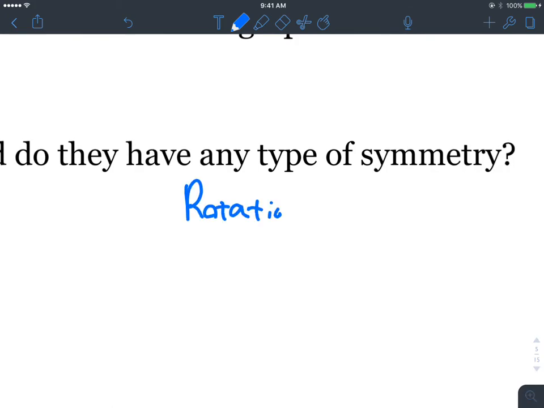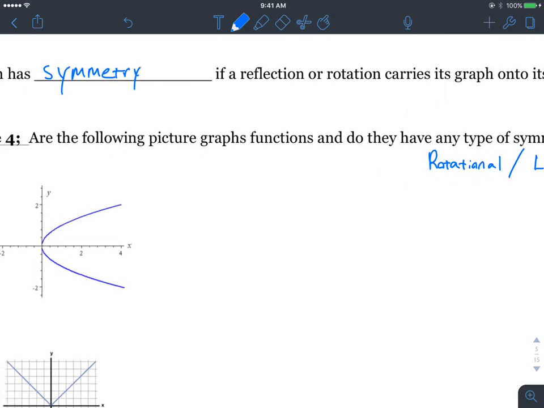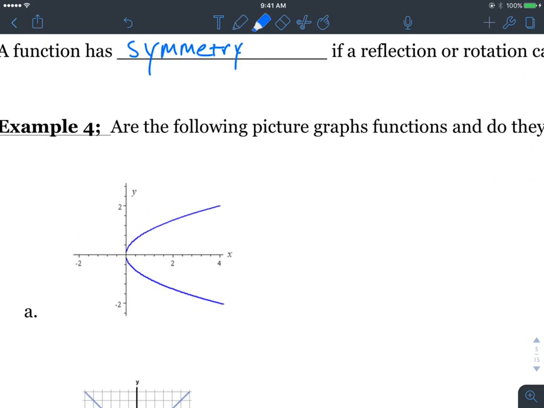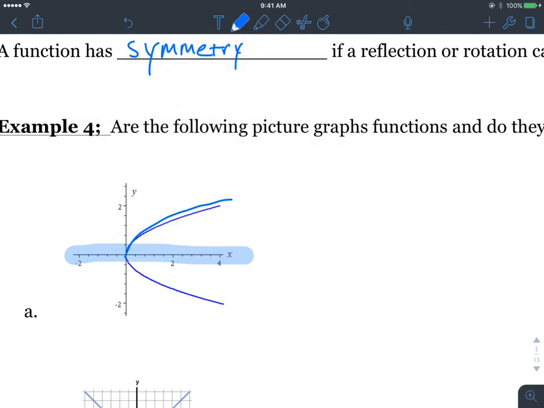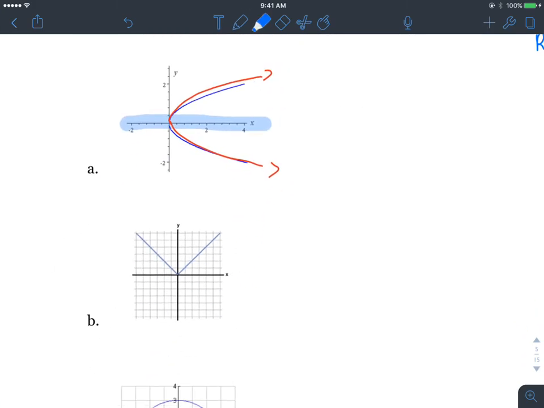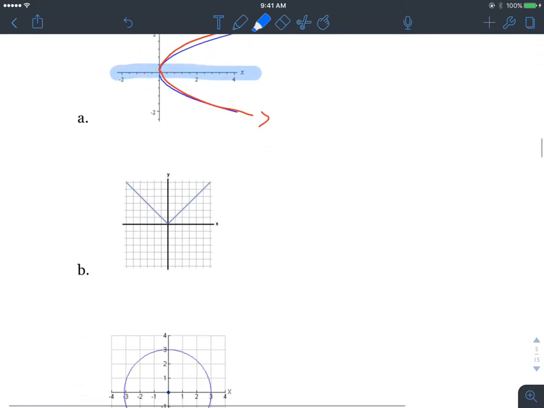Rotational or line symmetry. Line symmetry is pretty straightforward. If you reflect the graph across the line, is it the same exact thing? It's basically kind of like a mirror. Probably shouldn't use blue there, but if we reflect across this line right here, it should be the same exact graph. So that one has line symmetry. I guess that was example A.